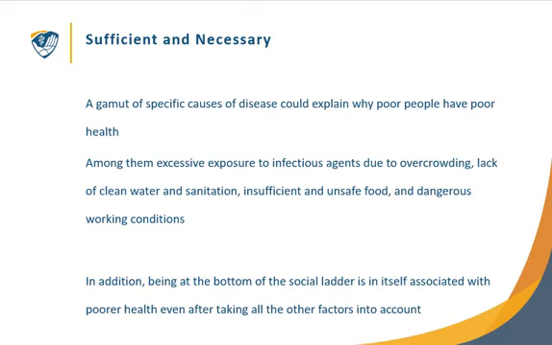A gamut of specific causes of disease could explain why poor people have poor health. Among them, excessive exposure to infectious agents due to overcrowding, lack of clean water and sanitation, insufficient and unsafe food, and dangerous working conditions. In addition, being at the bottom of the social ladder is in itself associated with poor health even after taking all the other factors into account.